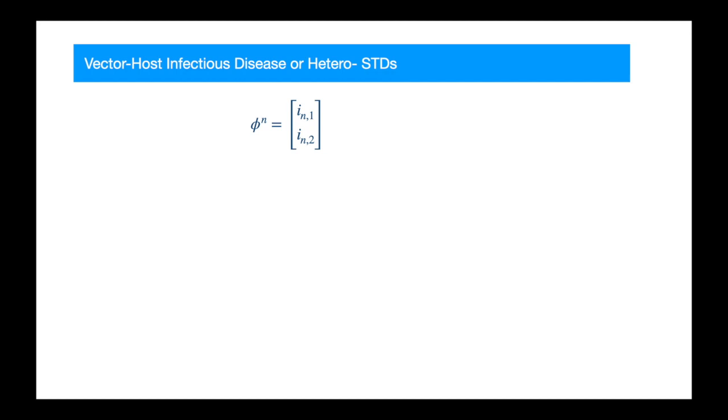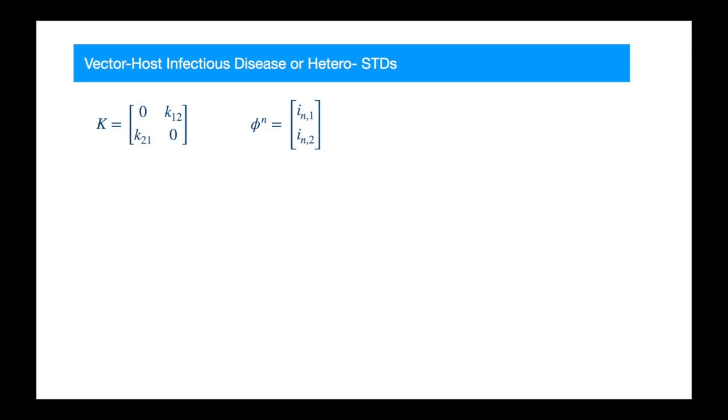The next generation matrix would be the off-diagonal. The diagonal entries are 0 because the assumption is that the disease doesn't spread from human to human or from mosquito to mosquito. The spread happens via the interaction between the infected individuals of one type and the healthy individuals of the other type. So K12 represents the number of susceptibles of type 1 who will get infected by an infective of type 2 over the course of its infection.